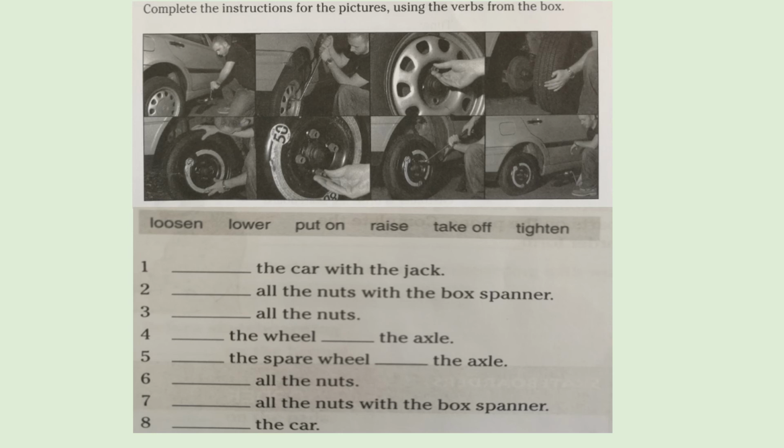Okay, number one, the answer is raise the car with the jack, loosen all the nuts with the box spanner, take off all the nuts, take the wheel off the axle, put the spare wheel on the axle, put on all the nuts, tighten all the nuts with the box spanner, and finally lower the car.